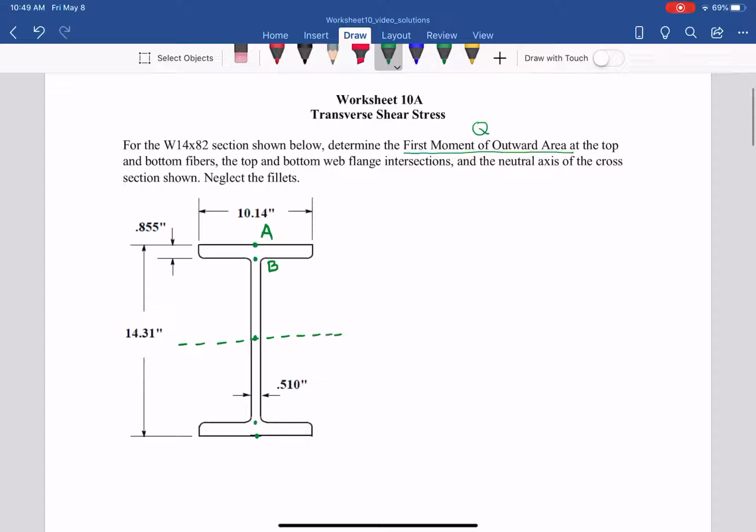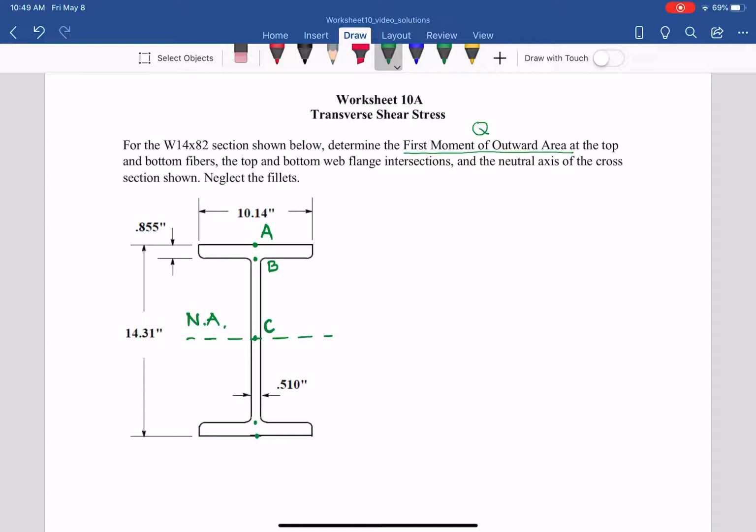At the beam, it will be parallel to the X as we just showed, and that is the neutral axis we are talking about. So with that, we want to find out what is the Q at A, at B, and at the neutral axis, which we call C. So let's do one at a time.